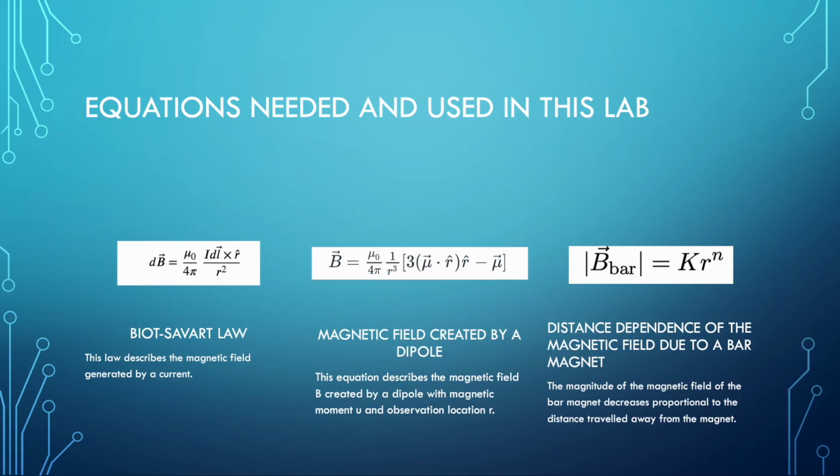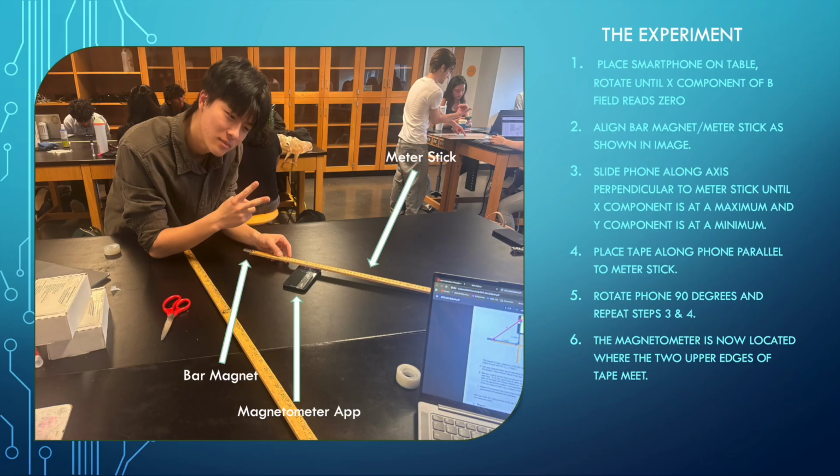Here are the equations needed and used in this lab. We used Biot-Savart law, which describes the magnetic field generated by a current. We used the magnetic field created by a dipole formula, which describes the magnetic field B, created by a dipole with magnetic moment mu and observation location r. And then we also used the distance dependence of the magnetic field formula, as shown on the right.